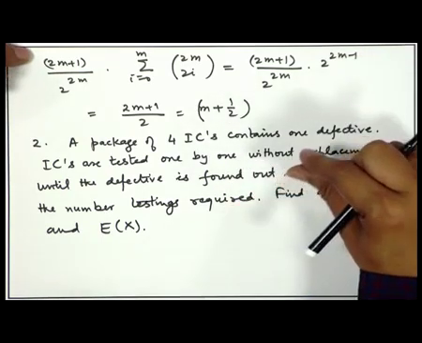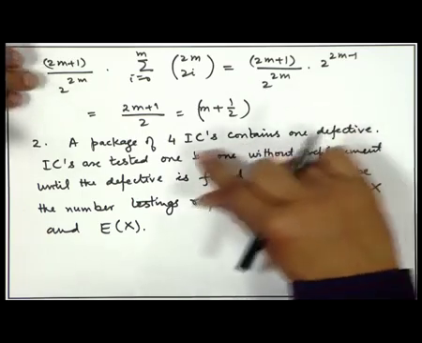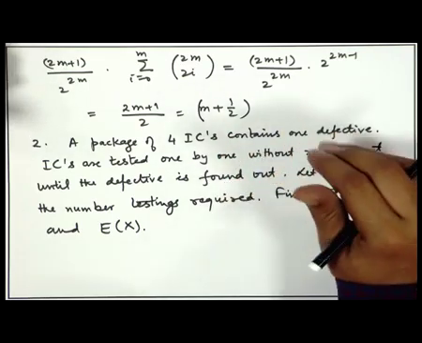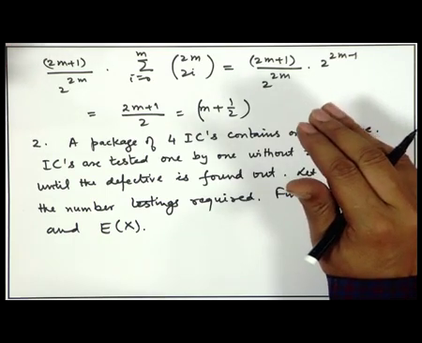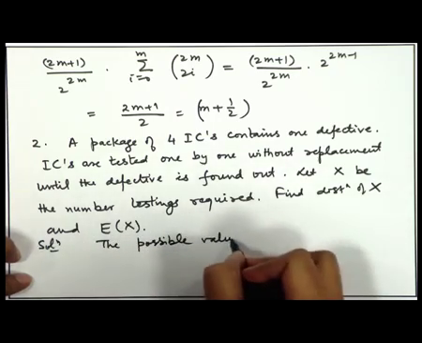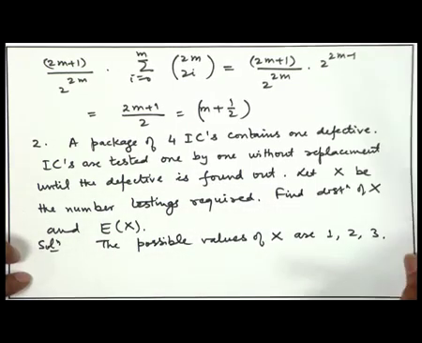So, the procedure is as follows: you will test one IC. If it is defective, then we know that it is defective. So, the experiment stops, because we know that there is one defective among the 4 ICs. If the first one is not defective, then you will take another one and we will test that. So, if that is defective, we will stop, otherwise we go to the third one. Now, in the third one, if it is defective, then we know that this is the defective. Even if this is not defective, then we know that the remaining one will be defective. So, x can take values 1, 2 and 3. We do not have to test the fourth one. So, the possible values of x are 1, 2 and 3.